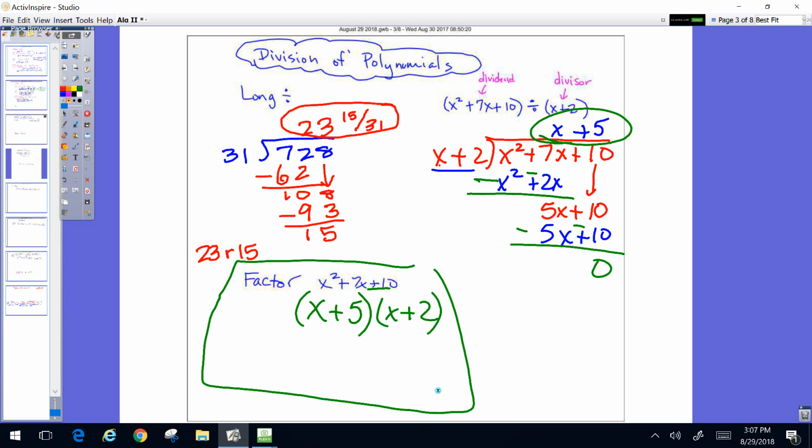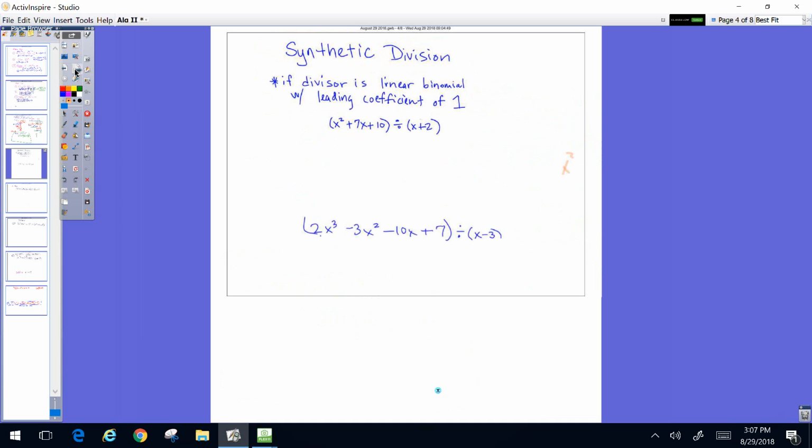Yes, ma'am? Are we going to have to divide like this at all? No. Okay, so this is long division. This is an example of long division. Now, long division is the only way to do some polynomial division. That's not what I'm going to ask you to do right now. This is leading us into finding all the roots of a polynomial function. And so we don't need to do long division, but we do need to be proficient with synthetic division, which is what we're going to look at.